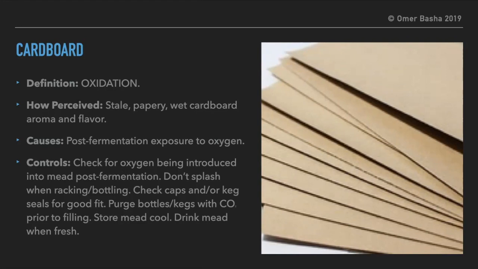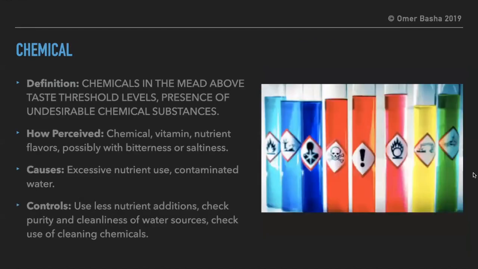The controls, we need to prevent oxygen, so check how oxygen can be introduced into the mead post-fermentation. Don't splash when racking or bottling. Check caps and or keg seals for a good fit. Purge bottles and kegs with CO2 before bottling, and store the mead cool, and drink the mead when it's fresh. So this is for cardboard oxidation.